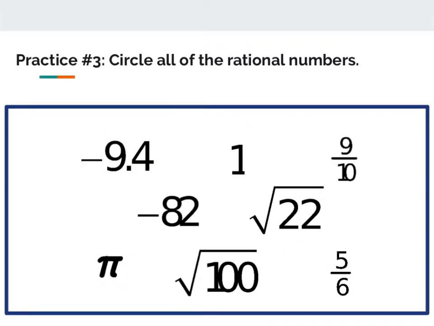So here we are at practice number 3. It says circle all of the rational numbers. So you are going to look for all of the numbers that are rational. You're going to go ahead and circle them all. I want you to try that now on your own. So press pause on the video and then press play again to see if you are right.